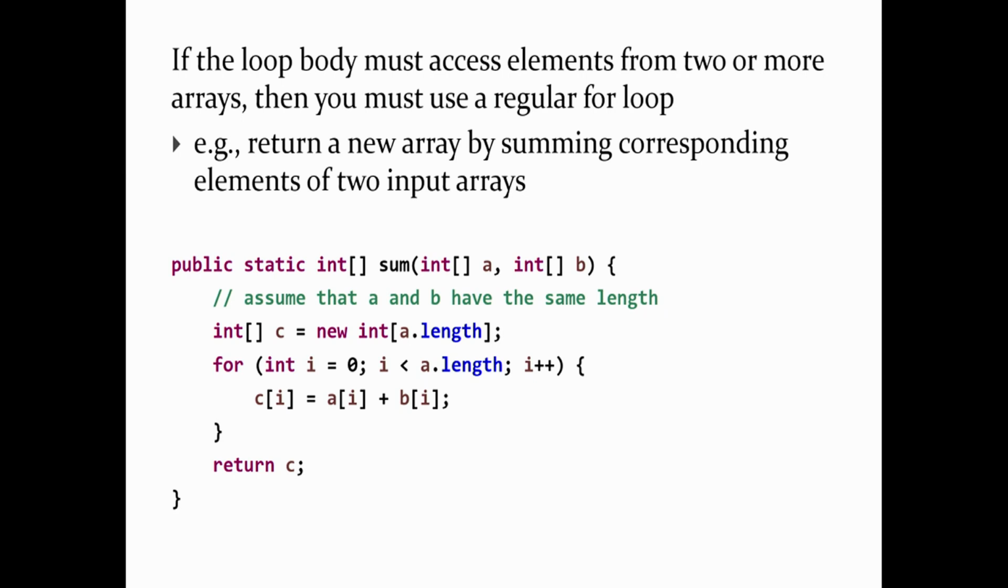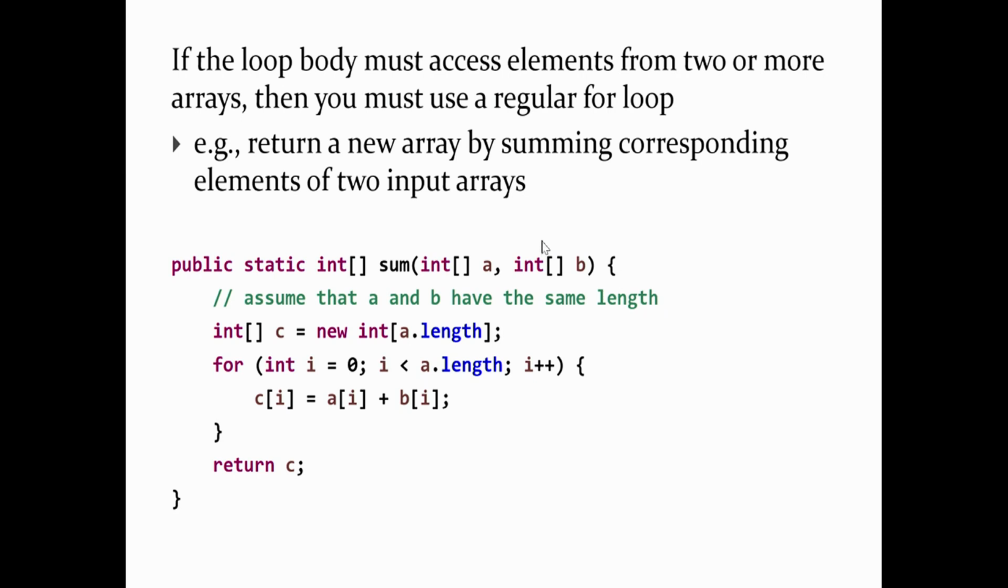So sum the corresponding elements, and then return an array containing the summed values. I've got a bunch of values in A, I've got a bunch of values in B, I want to add them all together. So A0 plus B0, A1 plus B1, and so on. And I want to return those values in a new array. Well, you can do that, but you can't use a for each loop, because with a for each loop, I can only loop over one of the arrays.